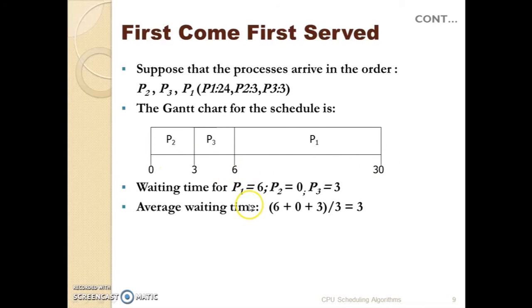Let's quickly calculate the waiting time. If we see the P1 process, it started at 6 seconds. P2 started at 0 seconds and P3 started at 3 seconds. Once we have the wait times, we can easily calculate the average waiting time for all these processes.